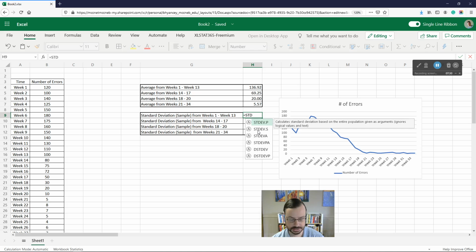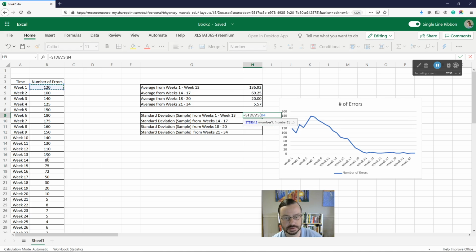stdev.s, right? And so I'll just type it in this time, stdev.s, open parentheses, and then I want weeks 1 through 13, which again aligns with the averages that we calculated previously. And so again, I clicked B4, I held down shift, and then I clicked B16 to capture that data set, continuously holding down shift, close my parenthesis, enter, and we got our standard deviation, making sure that you have the correct number of decimal places by using this increase or decrease decimal places toolbar right here.